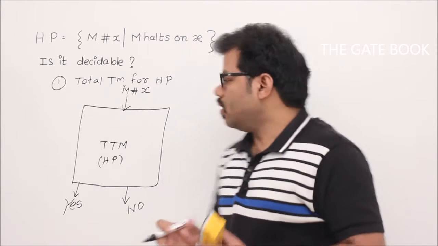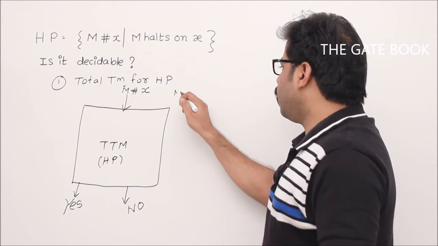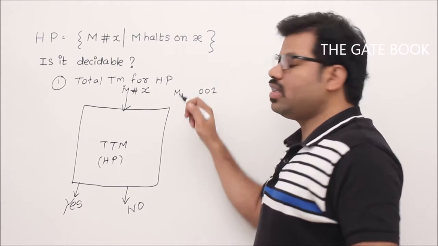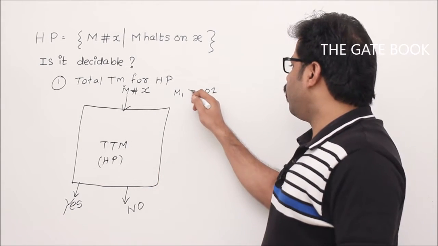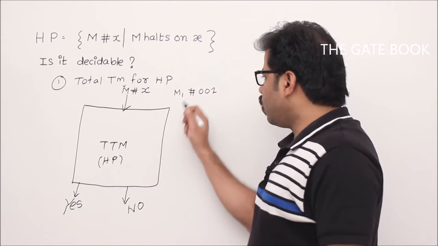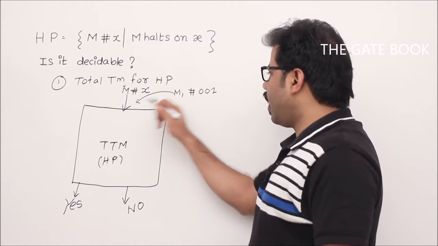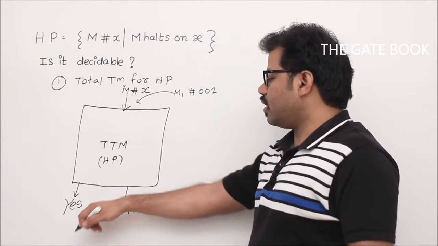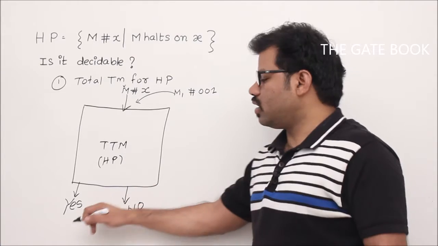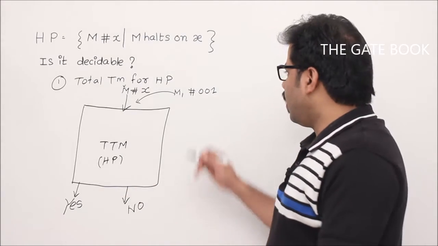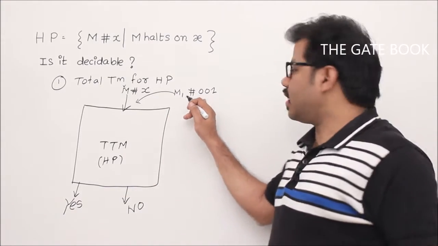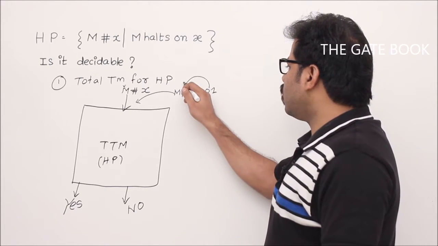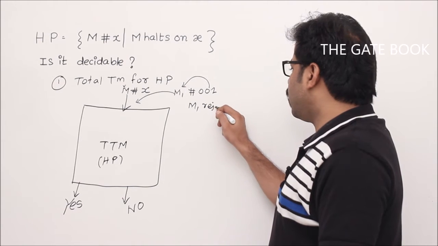Now, for example, let's say you have a Turing machine m1 and an input 001. Here m1 is a binary pattern, right? So m1#001. If m1 halts on 001 and you give this input m1#001, then this total Turing machine is going to say yes. And suppose the situation is like this: m1 is a Turing machine, and if I feed 001 to it, m1 rejects 001.